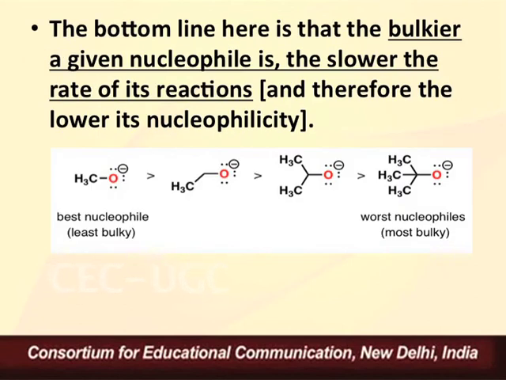So the bottom line here is that the bulkier a given nucleophile, the slower the rate of reaction, and therefore the lower its nucleophilicity. So the methoxide ion, which is least bulky, is the best nucleophile, followed by the ethoxide ion, then the isopropoxide ion, and the worst nucleophile is the tertiary butoxide ion, which is most bulky.